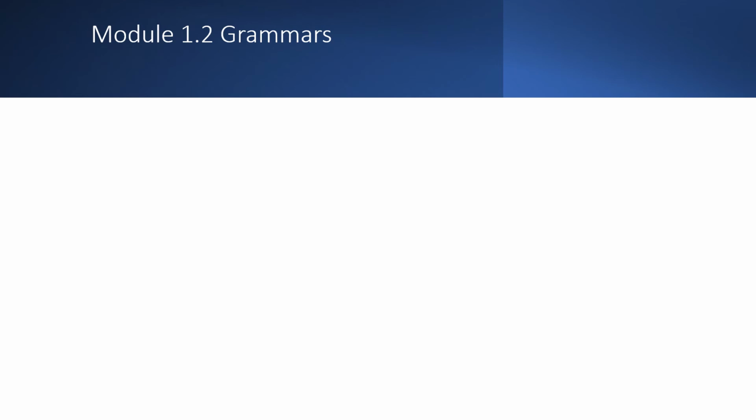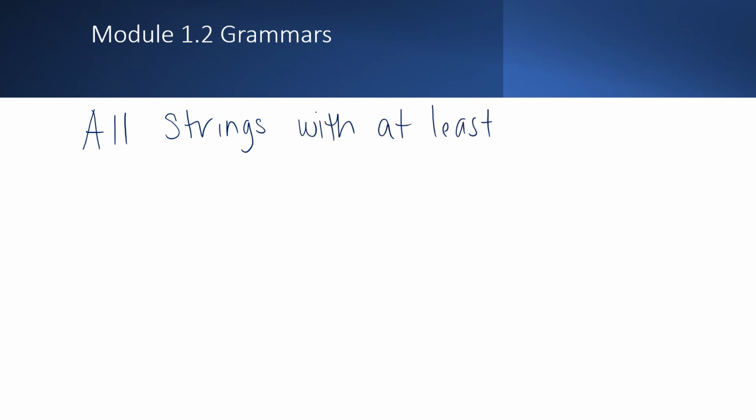All right, so let's do one that is all strings with at least 3 A's. So our alphabet is A and B, and we will come up with our variables, and our terminal symbols will be alphabet letters. So let's get started. We can tell right away if we have to have at least 3 A's, that means that the empty string is not part of the language.